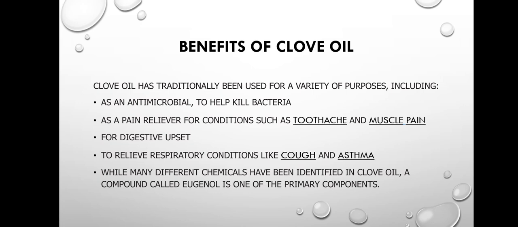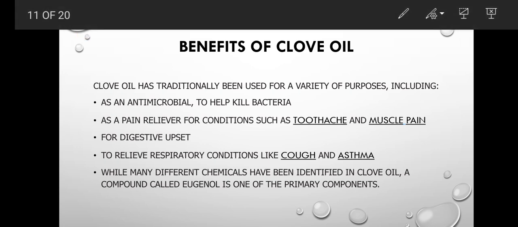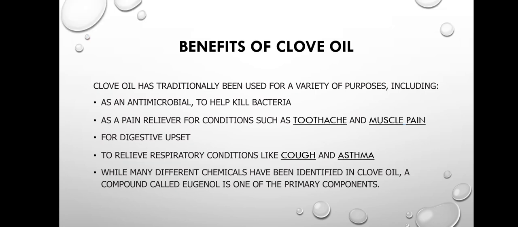Here are some benefits of clove oil. Clove oil has traditionally been used for a variety of purposes, including as an antimicrobial to help kill bacteria, as a pain reliever for conditions such as toothache and muscle pain, for digestive upset, to relieve respiratory conditions like cough and asthma. While many different chemicals have been identified in clove oil, a compound called eugenol is one of the primary components of clove oil.